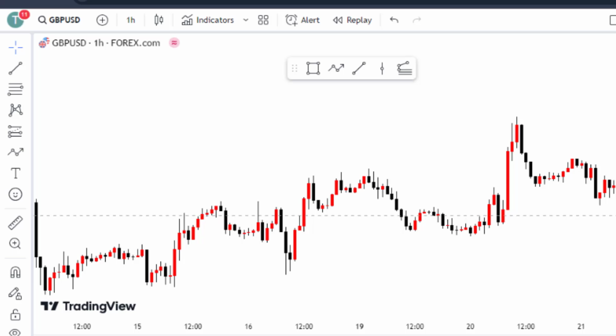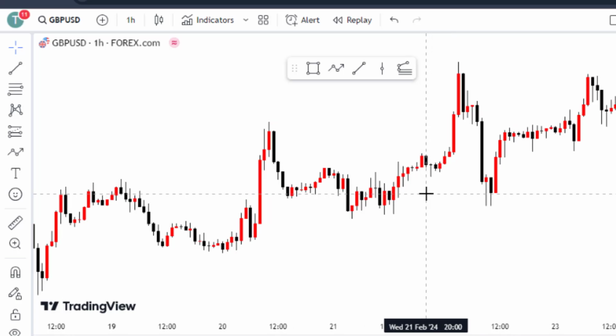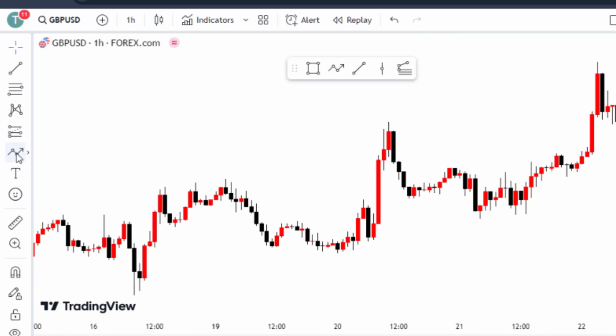So let's continue. When market structure creates a series of highs and lows, it's going to be in an illustration also, which I'm going to talk about.